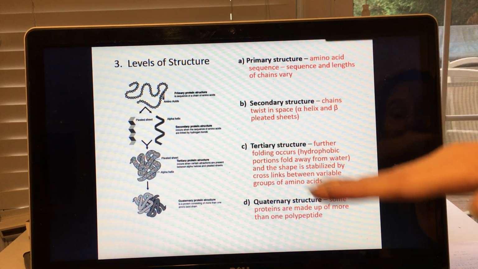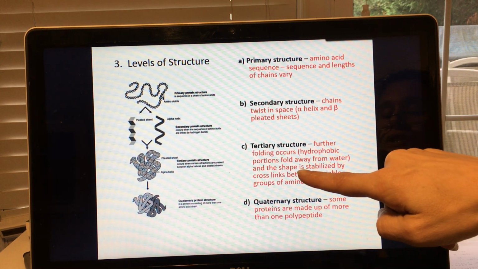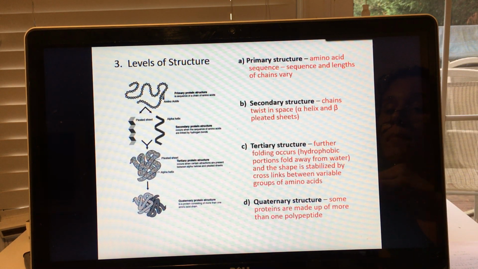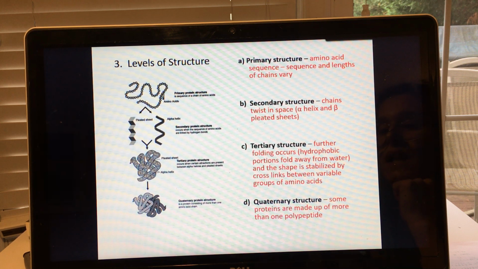It's not really considered a protein until it reaches its tertiary structure. Some proteins are made up of more than one polypeptide working together. One example is hemoglobin, which is the protein in your body that carries oxygen in your red blood cells. And there are many more, but that's one that you're probably familiar with or you've at least heard of before.